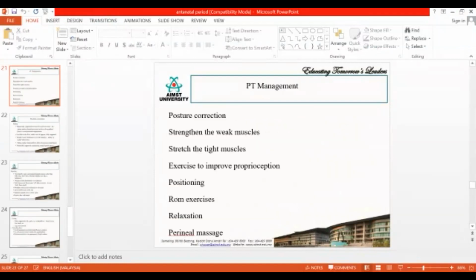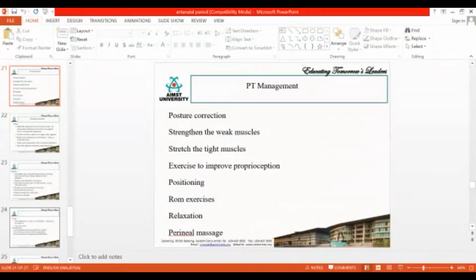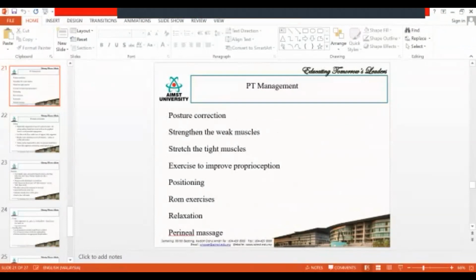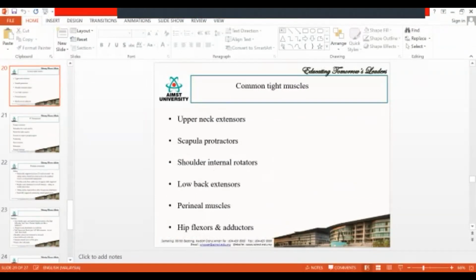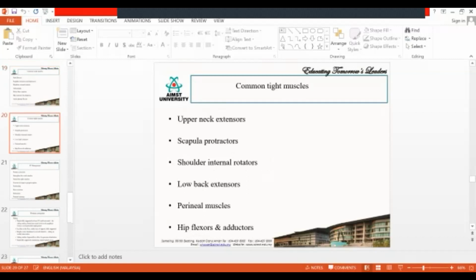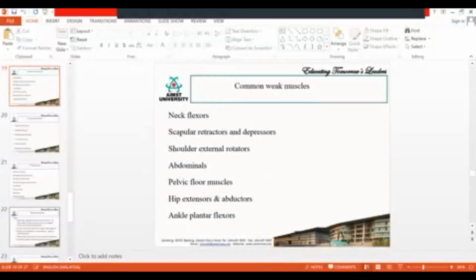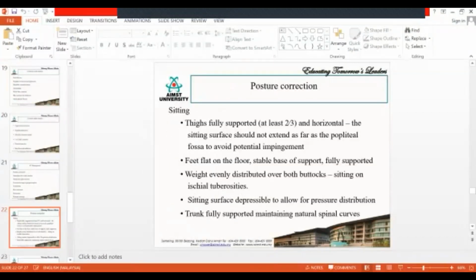Okay. So next is about strengthening the weak muscles. For that, you have to see what are the muscles that are affected. Already we have seen the common muscles which are weak. So we need to strengthen all these muscles and we need to stretch all these muscles. Now we will see how to stretch and how to strengthen that.